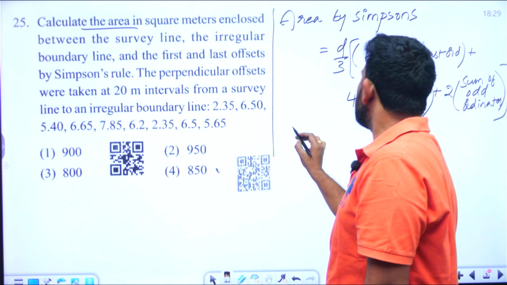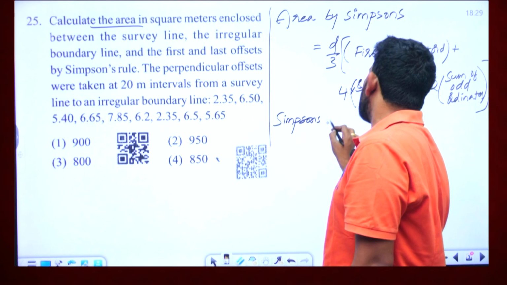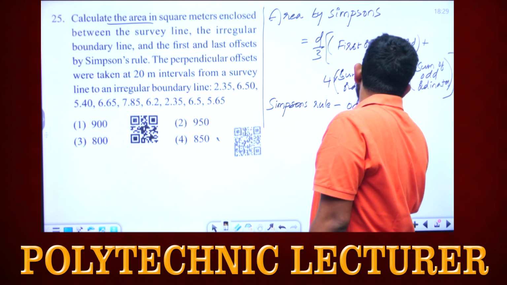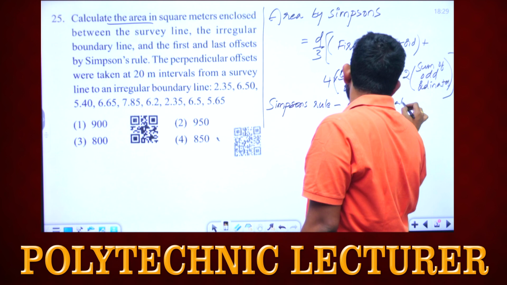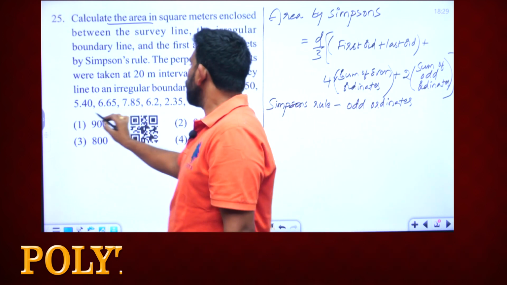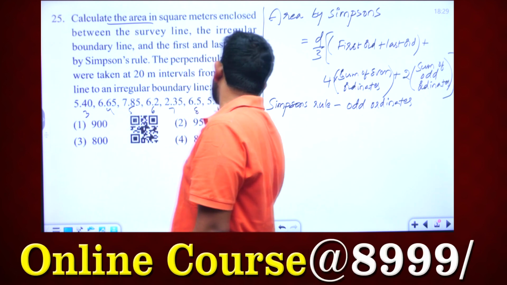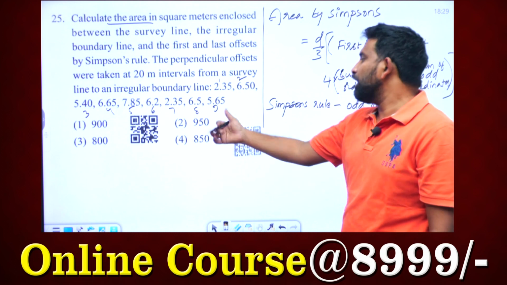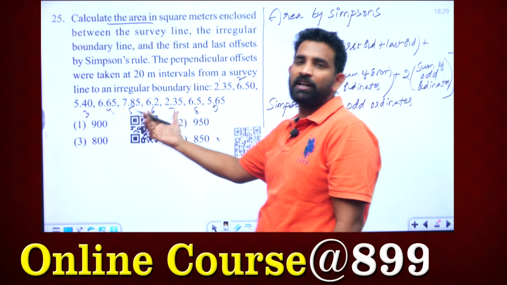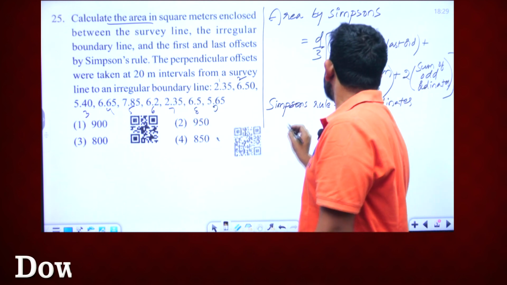And remember, for applying Simpson's rule we have a condition: the number of ordinates should be odd. Odd ordinates have to be there for using this formula. If you count here, this is 1, 2, 3, 4, 5, 6, 7, 8, 9. So we have 9 ordinates, which is an odd number, so we can easily apply this formula to these ordinates. So simply apply Simpson's rule.